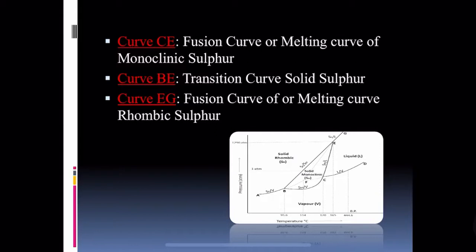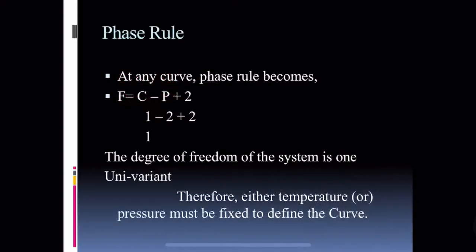Now curve BE is a transition curve of solid sulfur. Then curve EG is a fusion curve or melting curve of rhombic sulfur. So this is all about the curves. Now, the phase rule for curves.